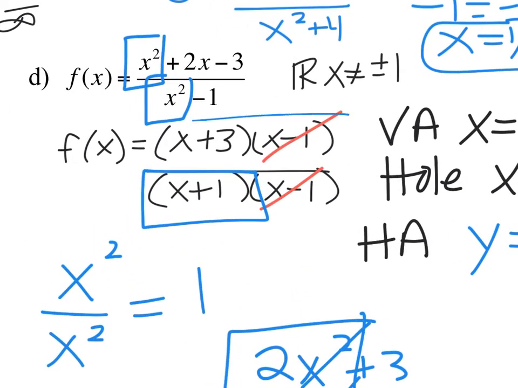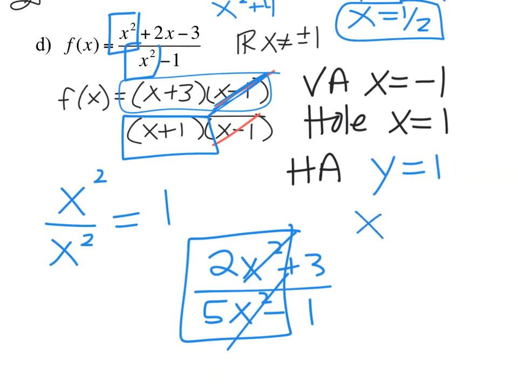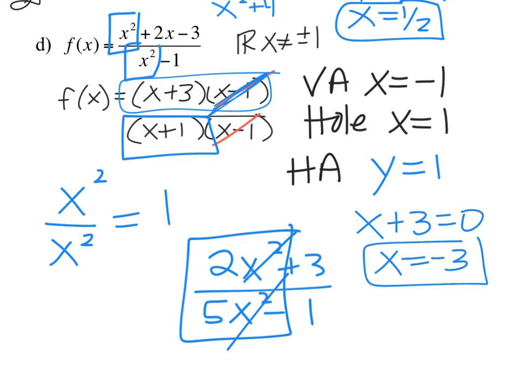Set this equal to 0 right here. You don't want this to be a 0. It's a hole in the graph. So x plus 3 would equal 0. So the 0 would be at negative 3. That would be our 0. Do anything with the bottom? No, because with fractions, you want the top to be 0 in order for it to be 0.